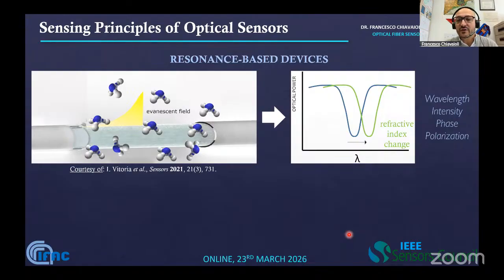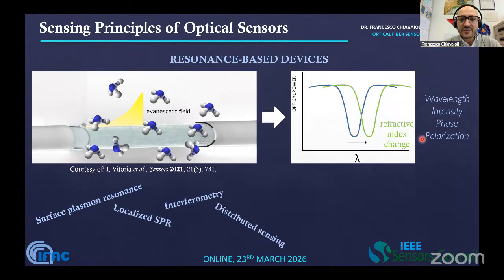So essentially, we have the light that is launched in this fiber or in any type of device, and we collect the light at the end, and we have an optical resonance in the transmission spectrum. Usually this resonance changes as a function of an environmental parameter by the effect of the modulation of the evanescent field in this device. And the change can be related to wavelength, intensity or transmission power, phase, and polarization.